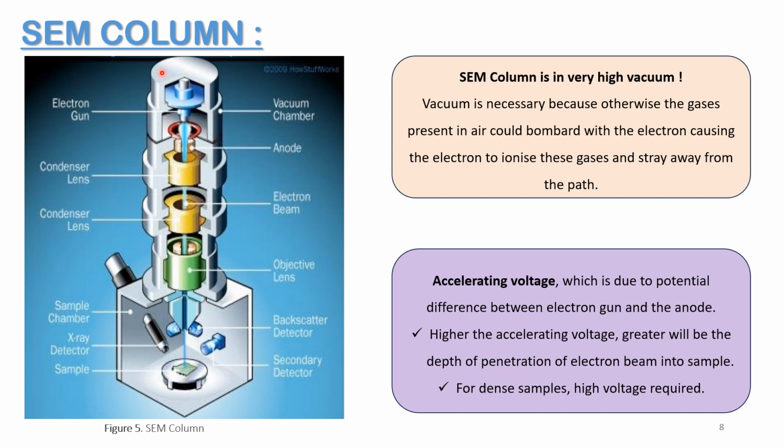The SEM column is kept inside the vacuum because if any air is present inside the SEM column, then the electron beam which is being generated from the electron gun may collide with the gases and ionize them, so it will lose its energy before falling onto the sample. To avoid this, the SEM column is kept in vacuum. Also, the vacuum helps keep the electron beam from straying away from its path, so that the electron beam may travel straight onto the sample.